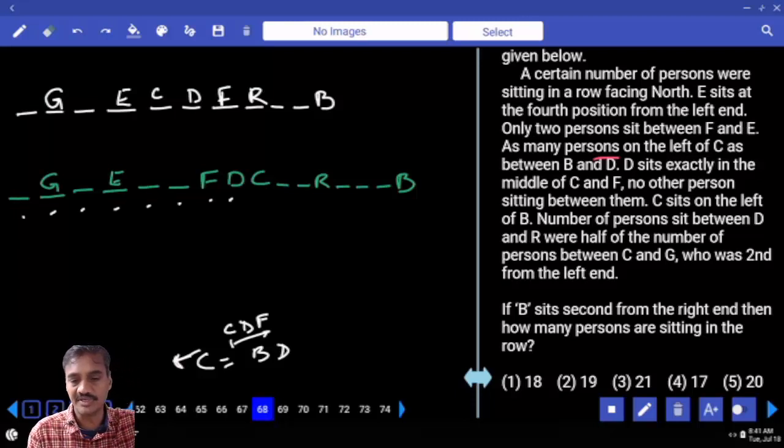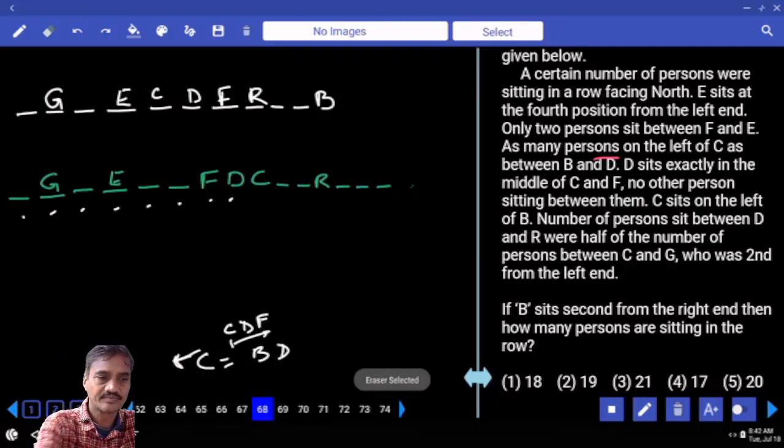And in between B and D, there must be exactly 8 people, isn't it? Now B and D, how many people are there? There must be exactly 8. 1, 2, 3, 4, 5, 6, 7 and 8 persons. Are you getting this one or not?